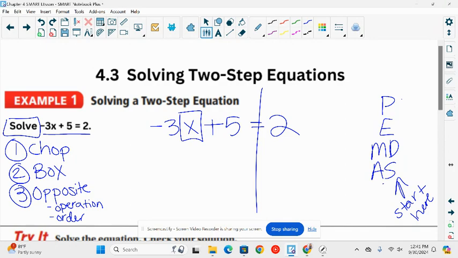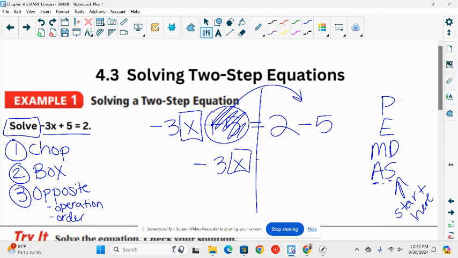So you have to look and see, do I have any addition or subtraction taking place in this equation? Yes, I have plus 5. So I'm going to move that plus 5 to the other side, doing the opposite operation. Instead of adding 5, I'm going to do its opposite, subtracting 5. So essentially, I'm moving that to the other side, so that goes away. I have negative 3x still left on this side, and then 2 take away 5 is negative 3.